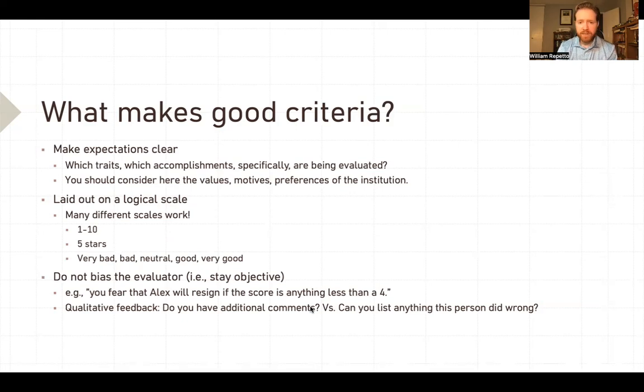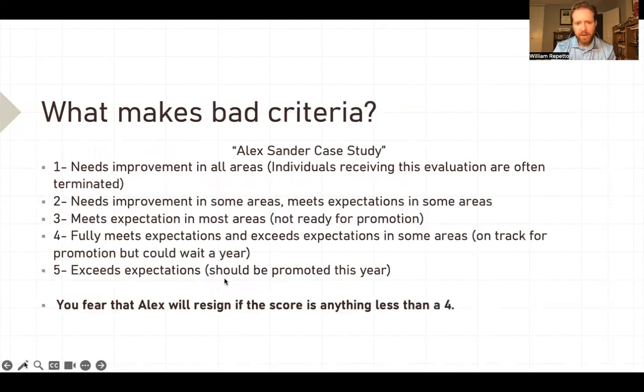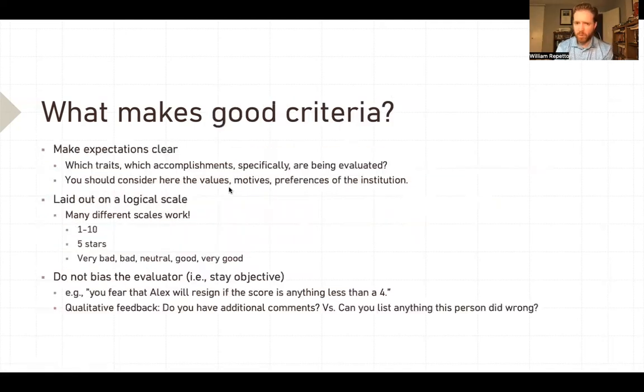And here you can consider the values, motives, and preferences of the institution. Looking back here, we see improvement in all areas, some areas, most areas. We don't really know what those areas are. Are they asking us to think about how good of a coworker he is? Are they asking us to think about how productive of a coworker he is? We don't really know. So when you're writing your own evaluation criteria, you should think about these things so that you can make it clear what's being evaluated and what the preferences of the institution are.